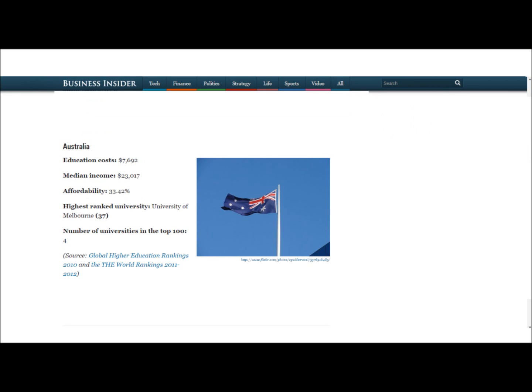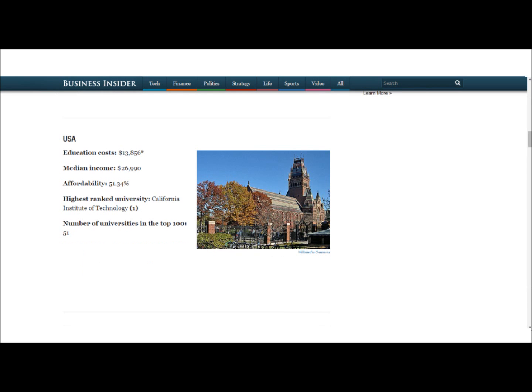And last but not least, the country on this list with the highest number of education costs, the USA at almost $14,000. Private education here in the US has an average tuition cost of $24,700, while public has an average of $7,173. What I'd like to point out now is the spot where it says that the median income for everyone living in the US is almost $27,000.